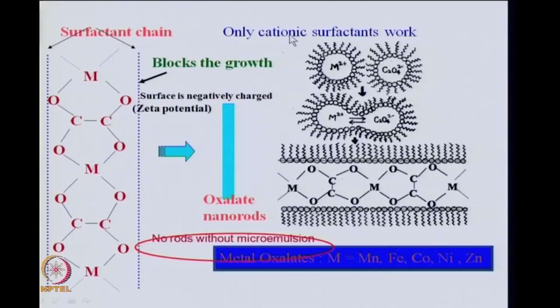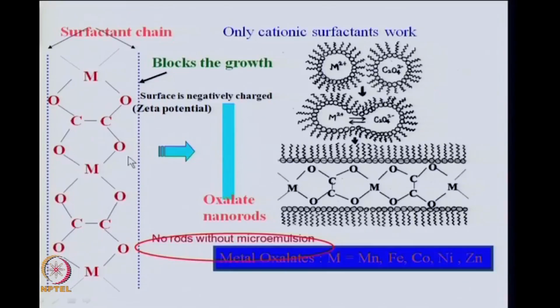So, the cationic surfactant will be aligned along these surfaces, and hence growth will be more amenable along this axis, but not along this axis. This is one of the mechanisms that has been proposed for the formation of anisotropic nanostructures in metal carboxylates, especially when you take cationic surfactants.